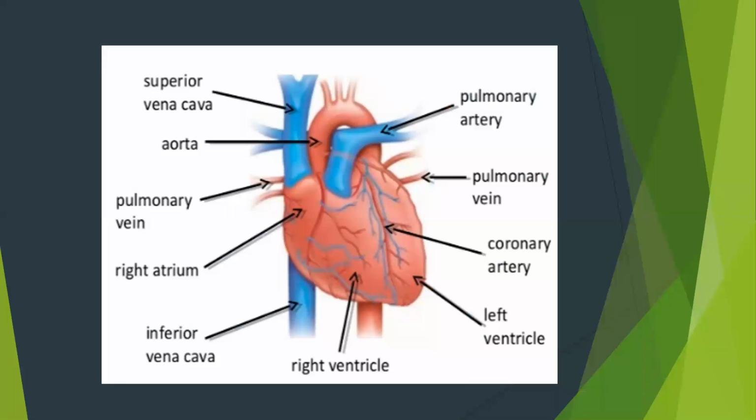Then this is the external structure, everything is here. These are the organs inside the heart. Again, I'm repeating, we have the pulmonary artery, pulmonary vein, coronary artery, then the left ventricle and right ventricle. Next to this is the inferior vena cava, then the right atrium, then the pulmonary vein. We have a curved tube which is called the aorta, then we have the superior vena cava. So these are the organs in the external structure of the heart.